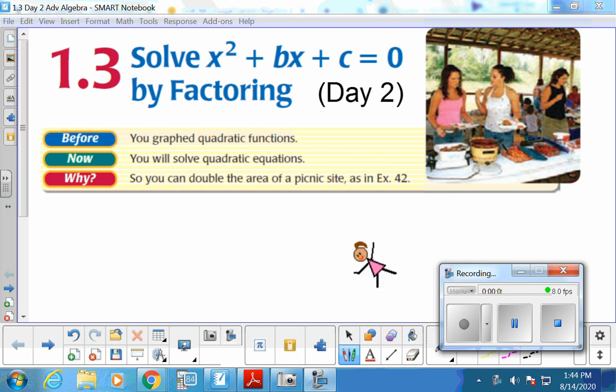We have already learned how to factor, but now we're going to learn how to solve. Who's excited? Woo!